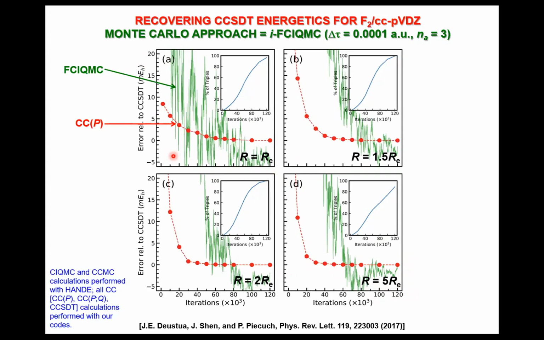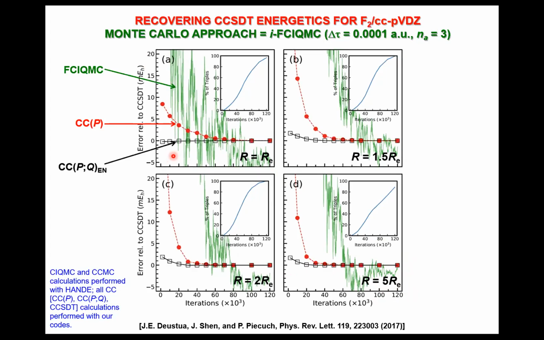And we can now accelerate this convergence even further if we correct these results for the remaining triples, which are not captured by Monte Carlo, those black lines with the black squares on them. And as you can see, we have a very rapid convergence towards CCSDT out of the early stages of Monte Carlo propagations. Of course, here I'm using full CI quantum Monte Carlo.